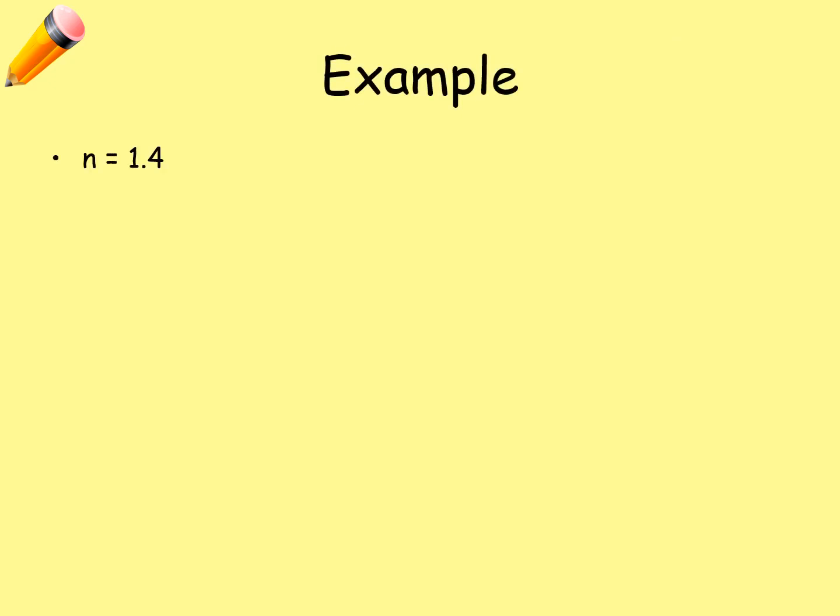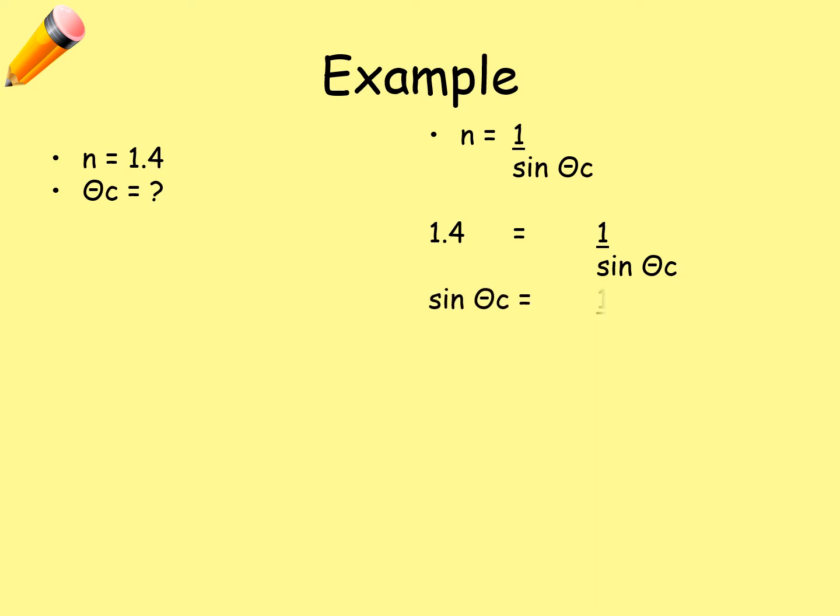Example. In a material, its refractive index is 1.4, and you need to find the critical angle. We use the relationship n is equal to 1 over sine theta c. And so 1.4 is equal to 1 over sine theta c. Theta c can be found by rearranging to sine theta c is equal to 1 over 1.4, and then theta c itself is the inverse sine of 1 over 1.4. In this example, that gives us a critical angle of 45.6 degrees.